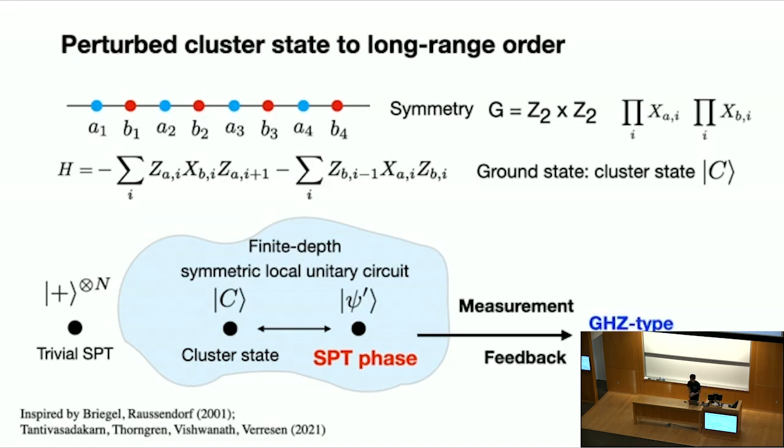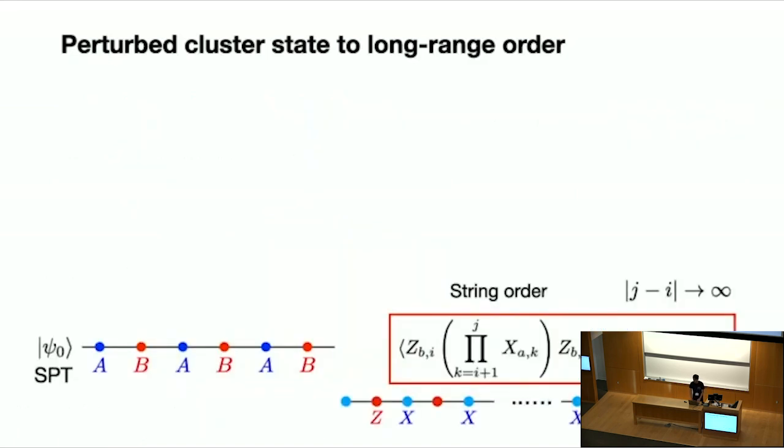Yeah, so right now the claim is, no matter what state you give me, as long as the states belong to the so-called SPT phase, we can very easily show that with the same measurements and feedback, you can always engineer a corresponding long-range order, the GHZ type of long-range order. Yeah, so this is one of the main results we have. So what is the idea? So the idea is the following.